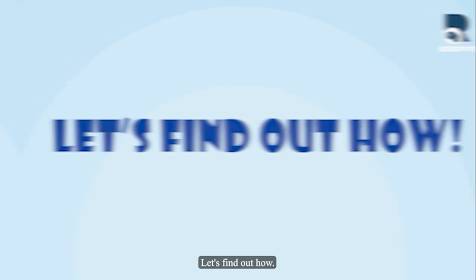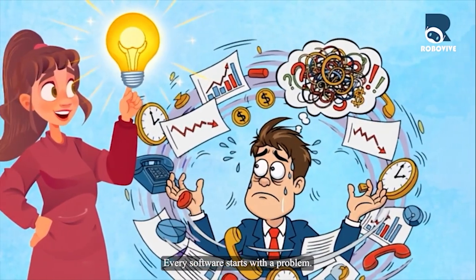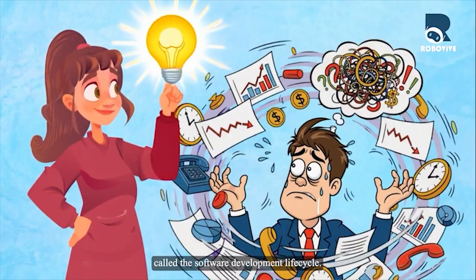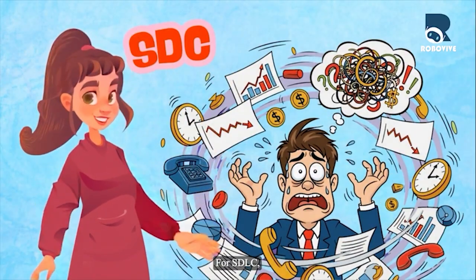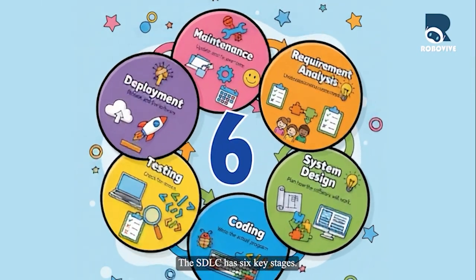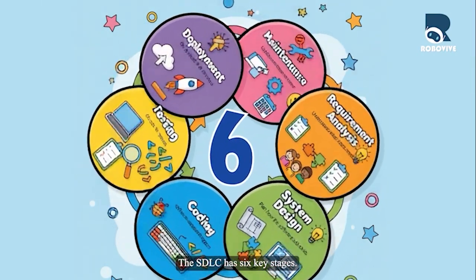Let's find out how. Every software starts with a problem. Developers follow a process called the Software Development Lifecycle, or SDLC, which divides development into clear stages to ensure success. The SDLC has 6 key stages.